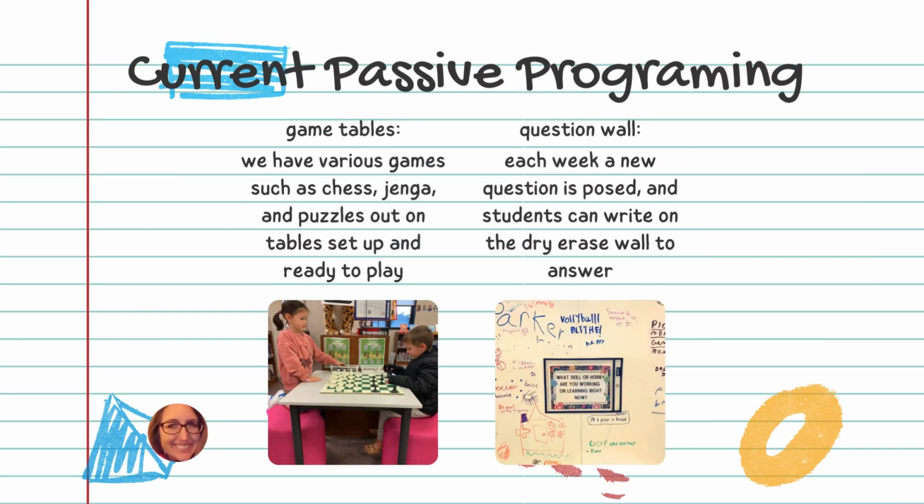In my current library, we have a few passive programming options. I'm really interested in this, which is why I chose to explore this topic. So, what we have at this time are game tables. We have a chess table, a Jenga table, and a puzzle table set up. And these games aren't in boxes; they're out and ready to go, so students can pop in with little time and still be able to enjoy the activity. We also have a big whiteboard wall where we post a different question each week, and then students can write their answers to the question on the wall.